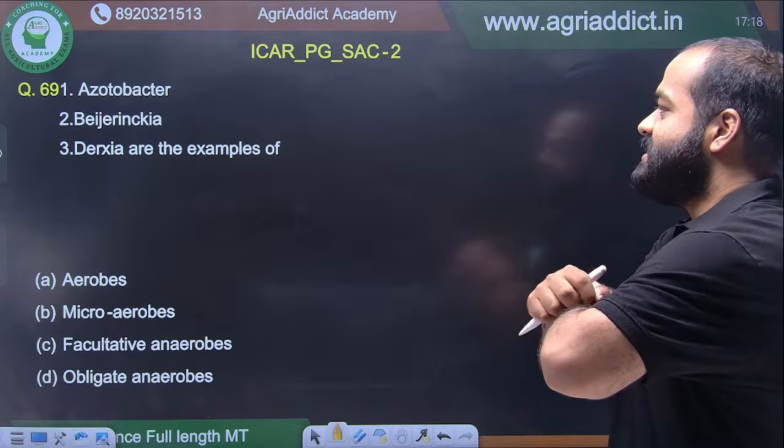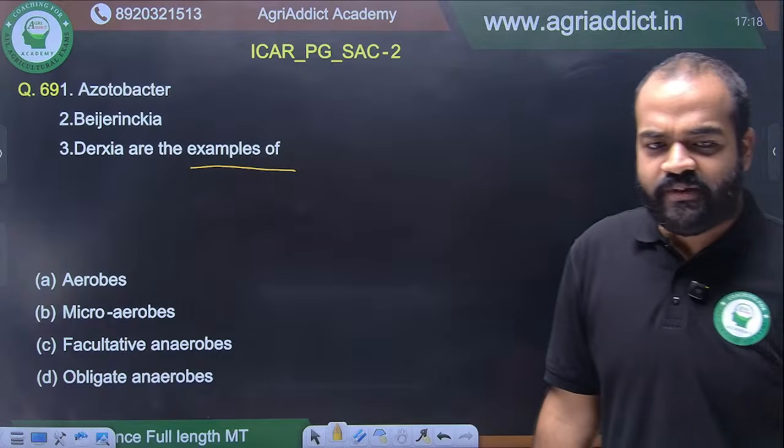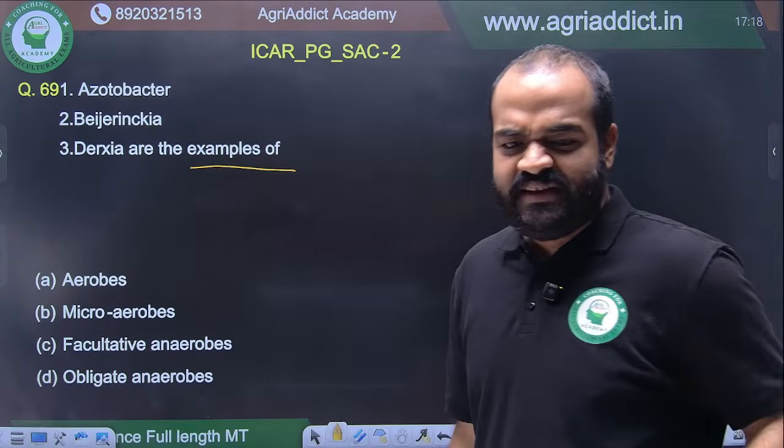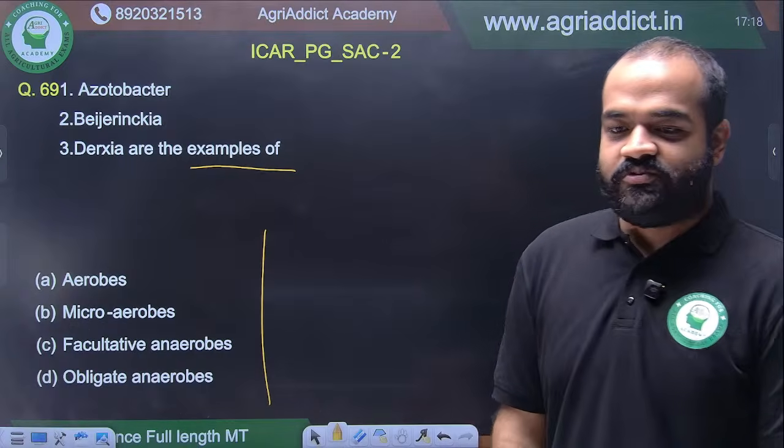Azotobacter, Beijerinckia, and Derxia are the examples of... This is a very easy question from microbiology. There is nothing much to discuss. So, there are 4 options. It's a very straight question. Tell me.